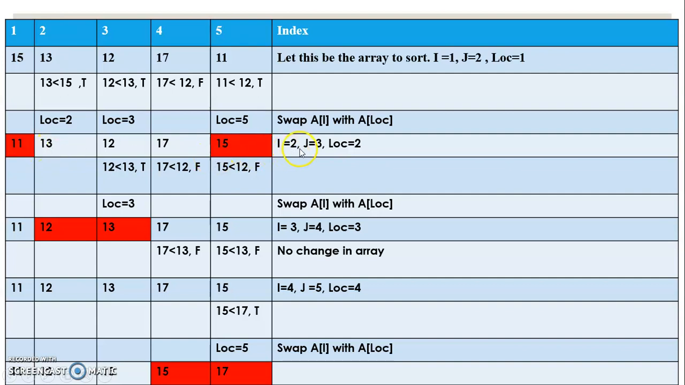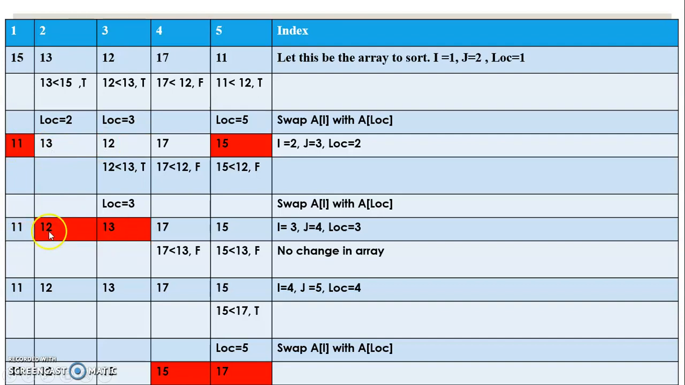So I will become 2, J will become I plus 1, which is 3, and LOC is also 2, which is I. So now this 13 is compared with 12. Now 12 is less than 13, so LOC is updated to the index of 12, which is 3. Then 12 is compared with 17, 17 is not smaller. Then with 15, so LOC will remain 3, and we will swap this 12 element with 13 element. So this swapping will take place. Now we have 11, 12, 13.